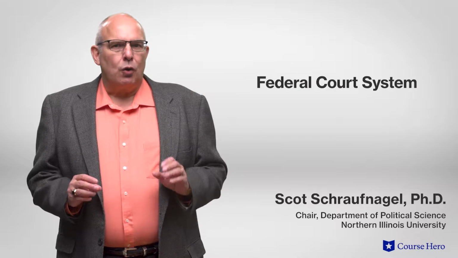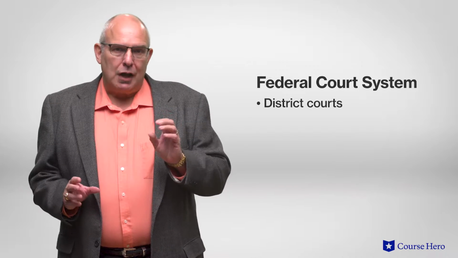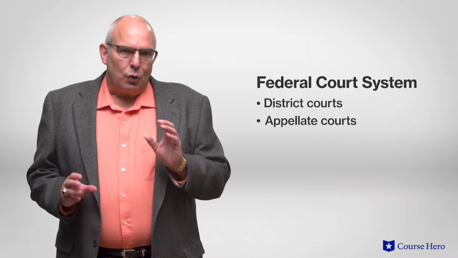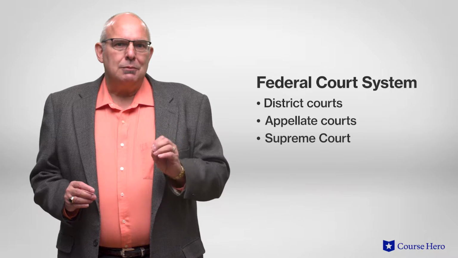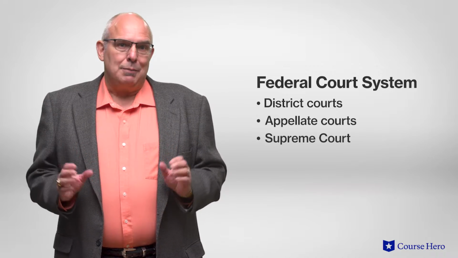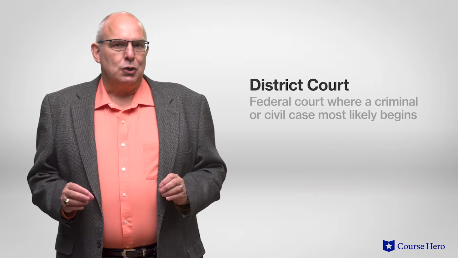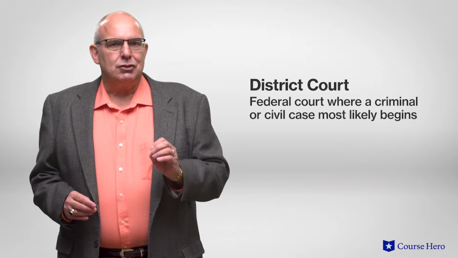The United States has a system of both federal and state courts. The federal courts are organized in a three-tier system composed of district or trial courts, circuit or appellate courts, and the Supreme Court, which is both a trial and appellate court. The vast majority of federal cases begin in district courts.